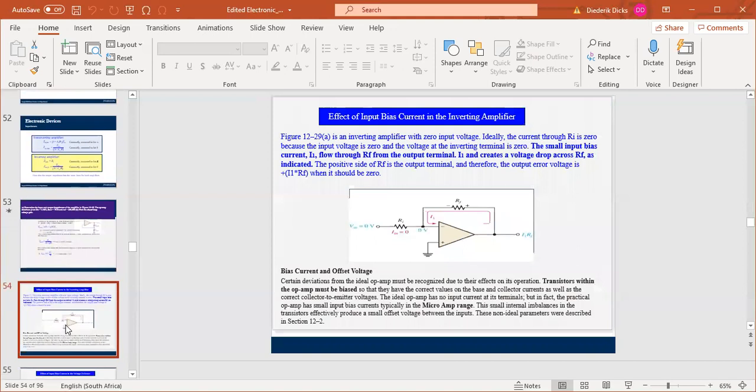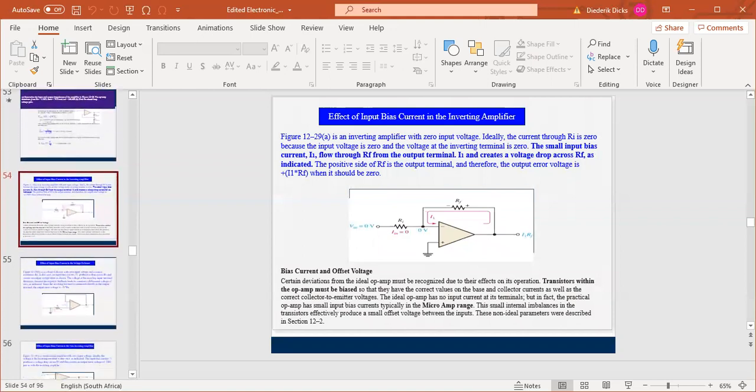In slide number 54, the effect of input bias current in the inverting amplifier. Ideally, the current through Ri is 0 because the input voltage is 0 and the voltage at the inverting terminal is 0. A small input bias current, I1, flows through Rf from the output terminal, and it creates a voltage drop across Rf as indicated. The positive side of Rf is the output terminal and therefore the output error voltage is equal to I1 multiplied by Rf, when it should be equal to 0.